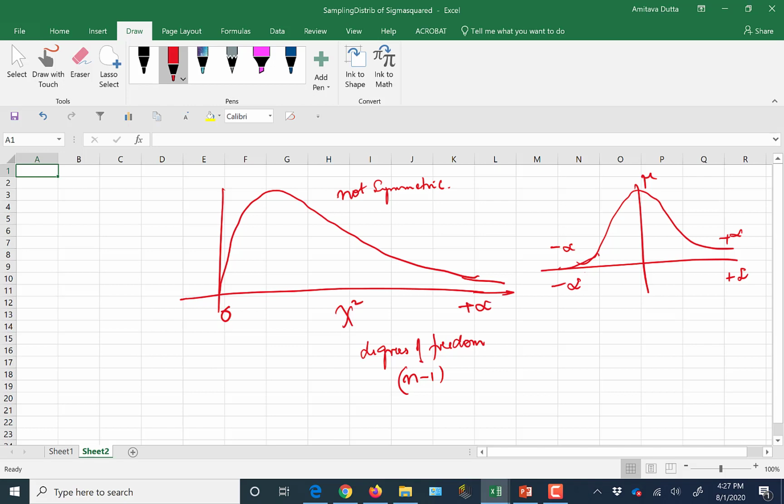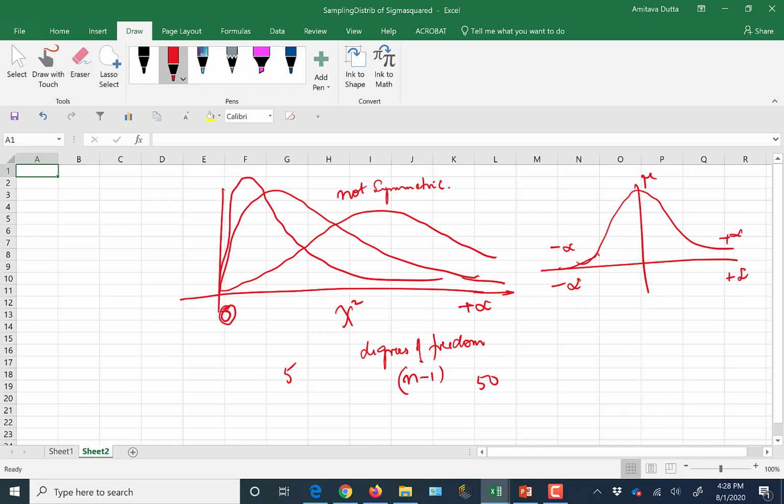So let's say if you had degrees of freedom 5, your curve might look something like this. I'm just drawing it approximately, highly skewed. But if you had degrees of freedom equal to 50, the curve might look something like this. It'll get more and more to look like a bell. So remember, the chi-squared distribution is not symmetric. It starts from 0, and it can go all the way to plus infinity.